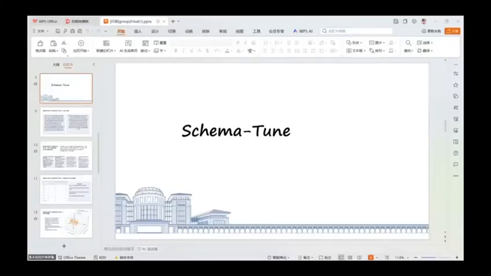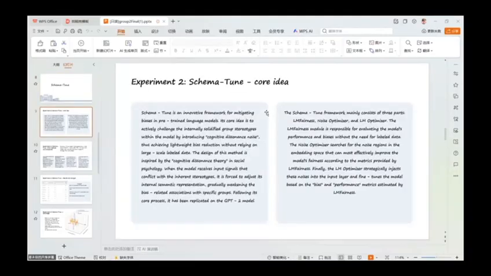Hello everyone, I reproduced and analyzed Schema-tune, a simple tool to reduce social biases in models like GPT-2. Its core idea comes from cognitive dissonance theory. We add optimized noise to group words like he or she and black or white in the model's embedding layer to break fixed stereotypes. The framework uses Bayesian optimization to find the best noise, then fine-tunes the model lightly.